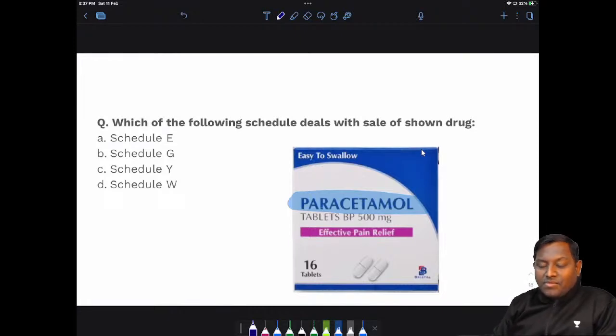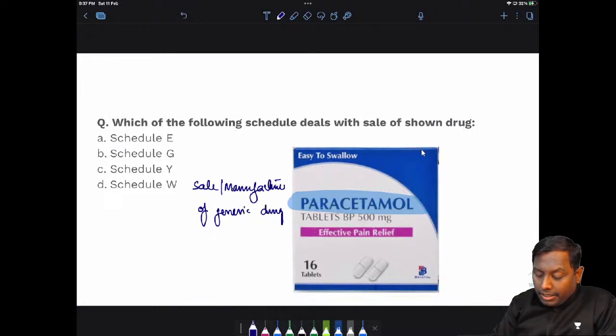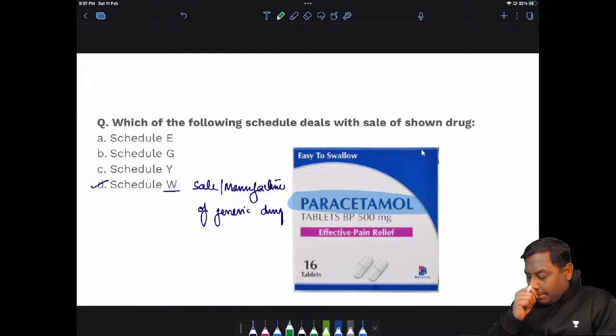Okay. Now this drug is paracetamol. So paracetamol, is it generic name or brand name? This is generic name, right? So examiner is simply asking that the sale of generic drug is coming under which one? Sale and manufacture of generic drug, तो वर्ल्ड वाइड ये सेम नाम से अवेलेबल होते हैं. That will be Schedule W, sale and manufacture of the generic drugs, right. This will be coming under Schedule W.